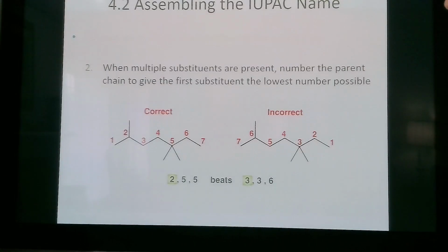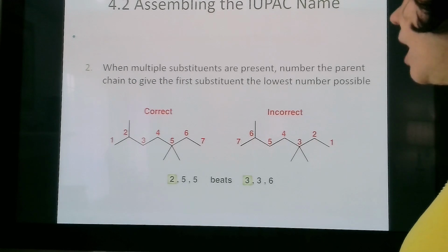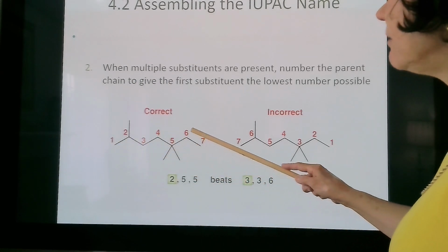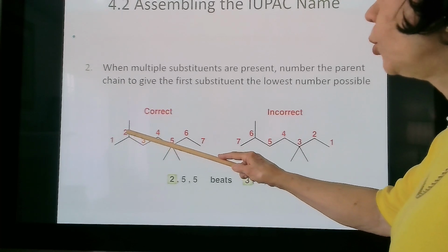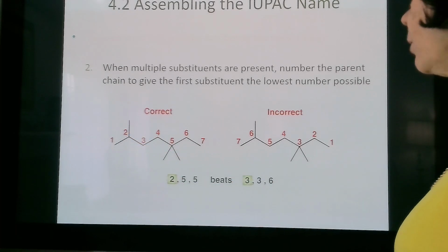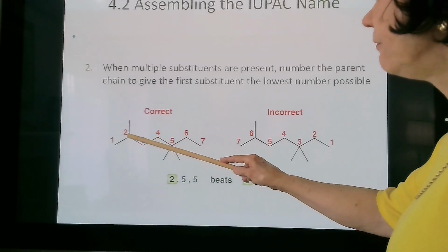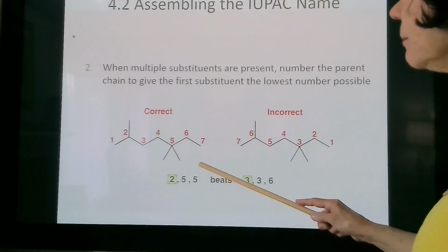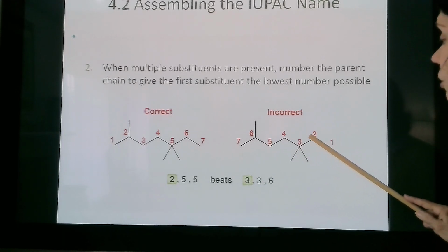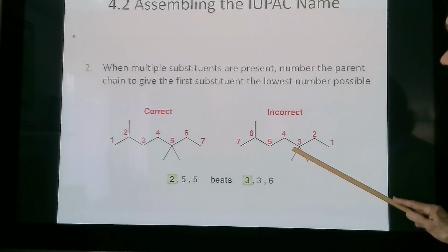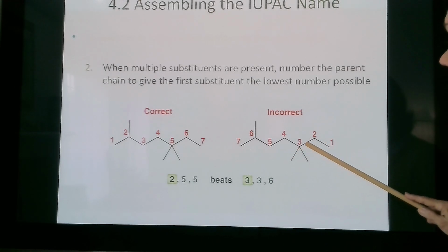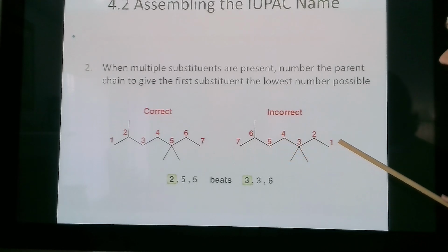When multiple substituents are present, you number the parent chain to give the first substituent the lowest number possible. So 1, 2, 3, 4, 5, 6, 7. So here you have, when they say first substituent, this substituent is in the 2 position. That's what they mean by first position, first substituent. So here you could number this as 1, 2, 3. So these would be, both of them, or one of them, would be the first substituent that you encounter in numbering down the straight chain.